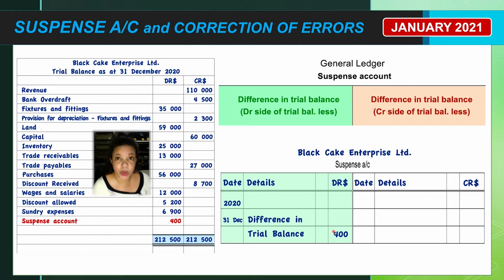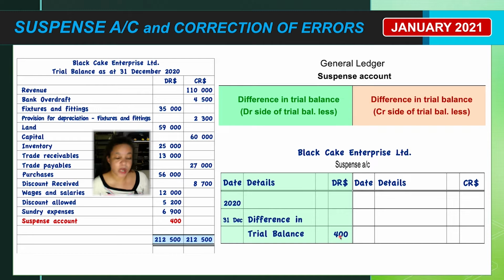We don't know what the errors are as yet. They are in suspense. When we eventually find the errors, we are going to need to take out this 400. So you will go on the credit side, depending on if the error is the debit side, because it may not just be one error. That is the reality. There may be a lot of different errors with the net amount being debit side 400.